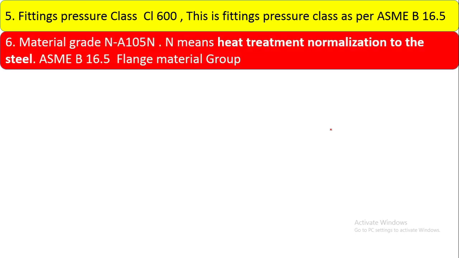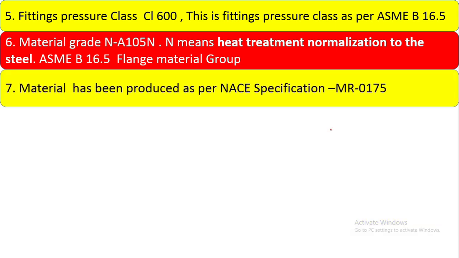Six means material grade. If you see A105N, the N means this is normalized steel, and in the ASME B16.5 flange material group, you can see A105N is there. So this is the material grade.